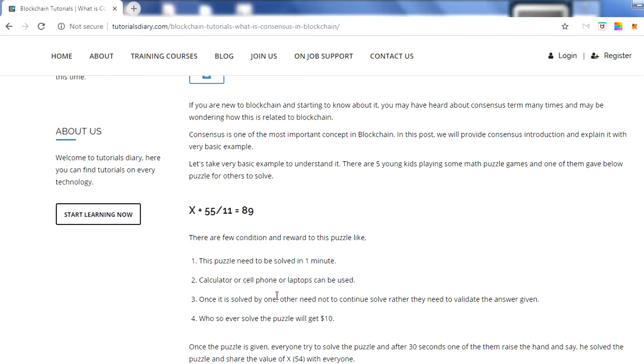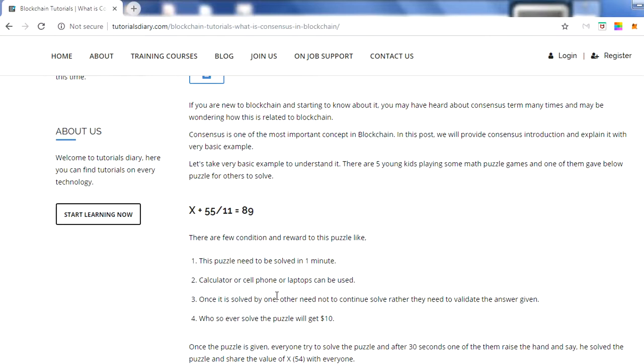Now the puzzle is thrown by one kid to the other kids, so all four kids try to solve the puzzle and use all their resources. After 30 seconds or 10 seconds, suppose one kid raises a hand: I have solved this puzzle, and the value of x is 84. Now the other three kids will stop doing the calculation because the other kid has solved the puzzle. Now the job for the other three kids is to validate the value which is given.